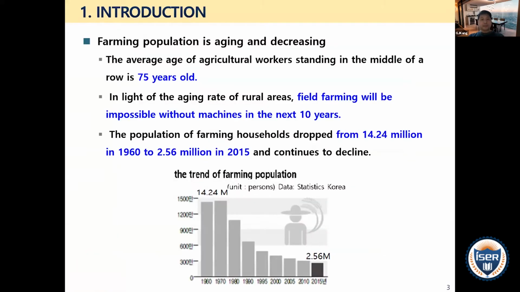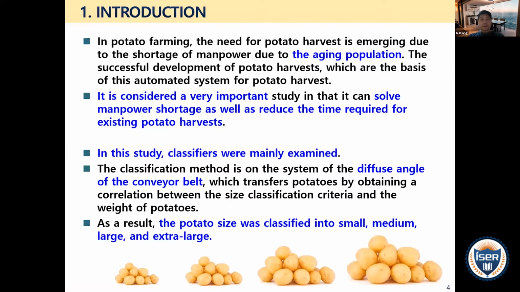The background of this study is the decrease of the farming population due to aging. In light of the aging rate of rural areas, field farming will be impossible without machines in the next 10 years. The population of farming households drops and continues to decline. Because of the aging population, it is considered very important to address the manpower shortage as well as reduce the time required for the existing potato harvester.